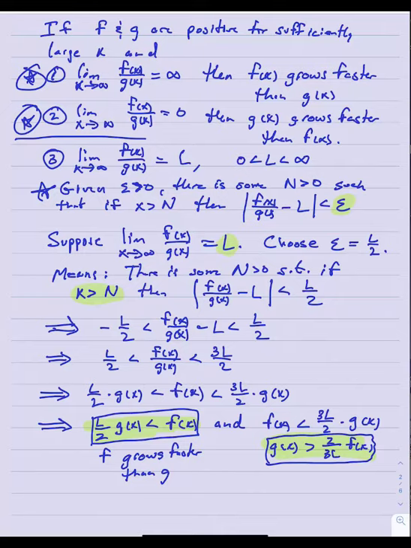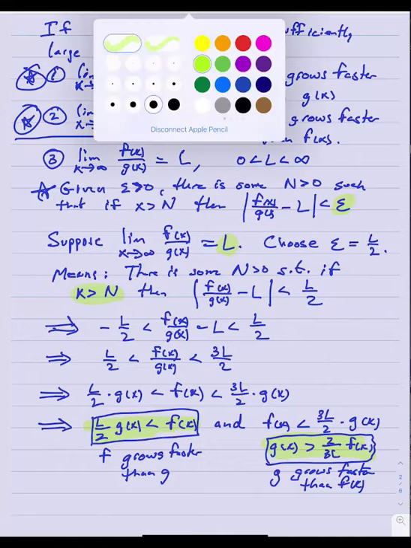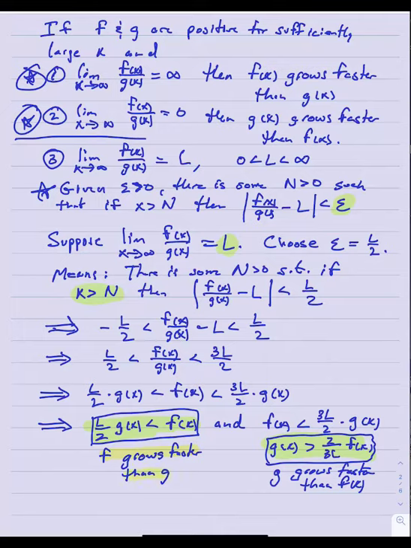Well, again, since g is larger than a constant times f, my conclusion there would be that g grows faster than f. And of course, I know that both of these things can't be true. I can't have f growing faster than g and g growing faster than f. So of course, there seems to be a contradiction there, but there really isn't.